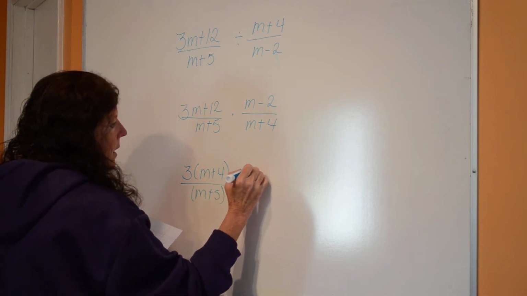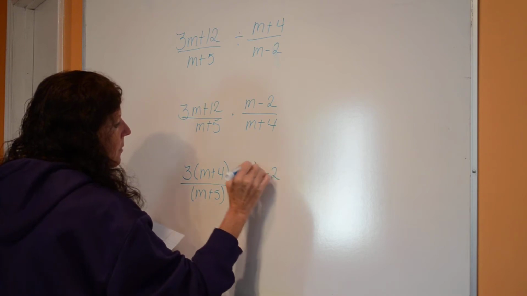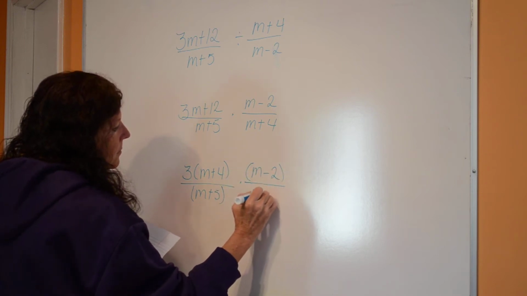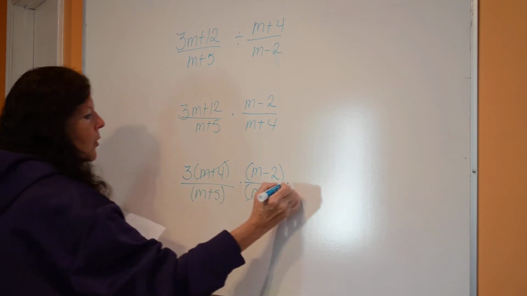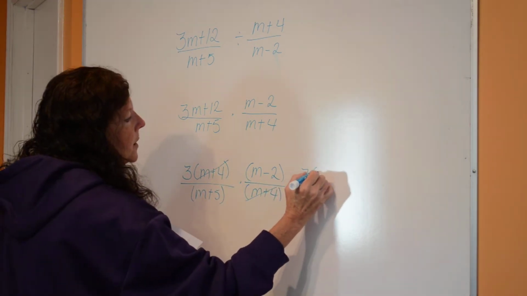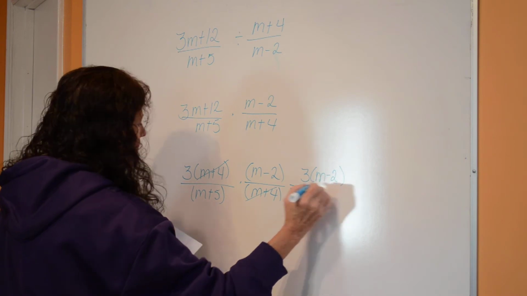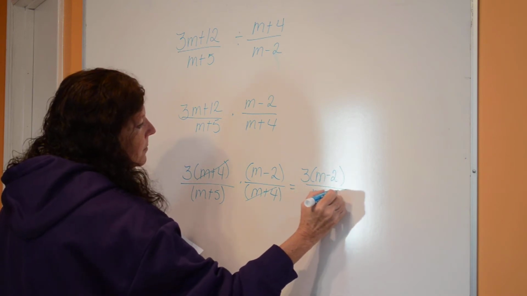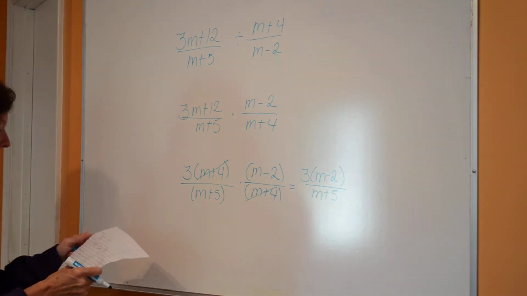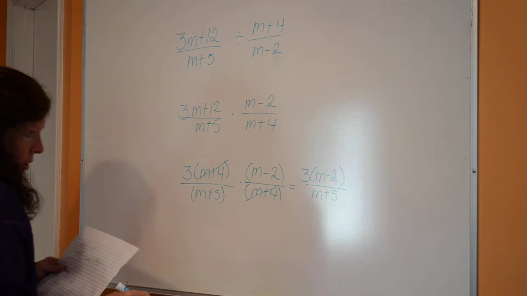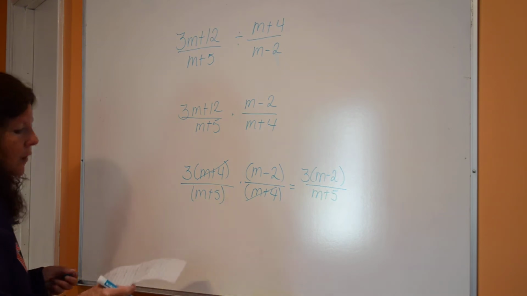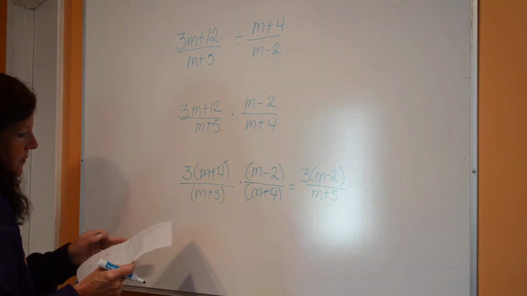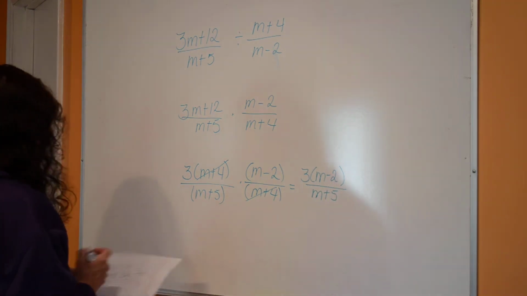times m minus 2 over m plus 4. You see that the m plus 4 and the m plus 4 go away, so I'm left with 3 times m minus 2 over m plus 5. That should be your final answer. If you want, you could distribute that and make it 3m minus 6 over m plus 5. Either one of those answers is correct. All right, let's try another one.